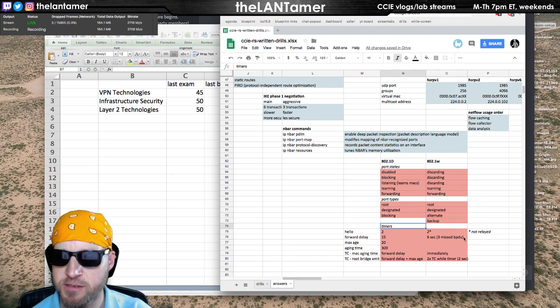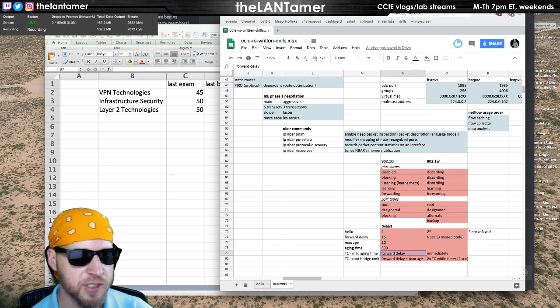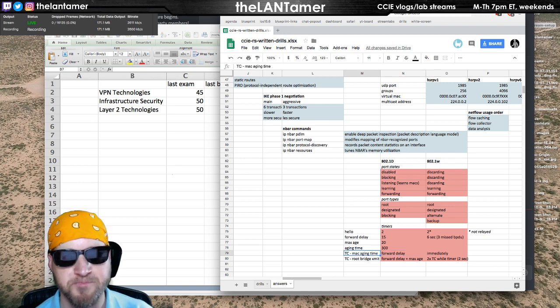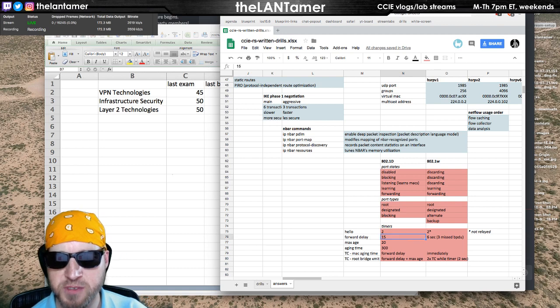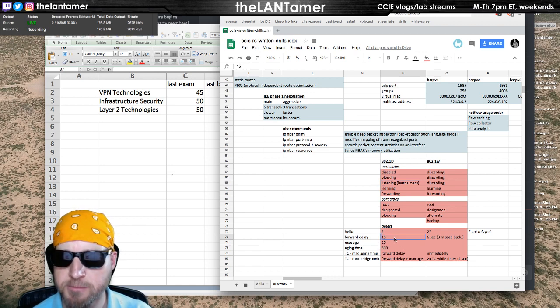And then timers. Now this is where it gets important to know. We're all pretty familiar with timers in 802.1D, and you really have to know these for the exam. Your hello timer interval, forward delay, max age, aging time, and then how the timers respond to topology changes. So the hello timer is every 2 seconds. 15 is the forward delay. So when you go into listening, you start a forward delay timer. And learning also uses the forward delay, right?